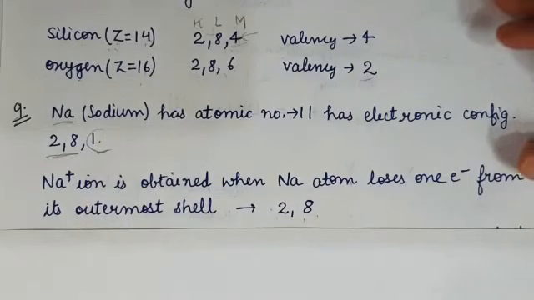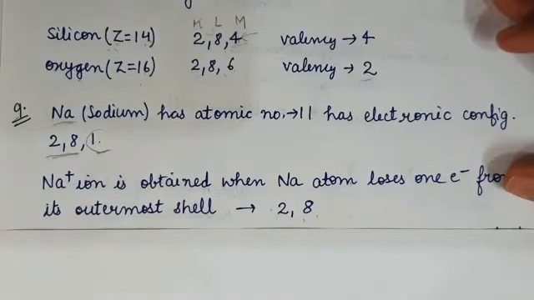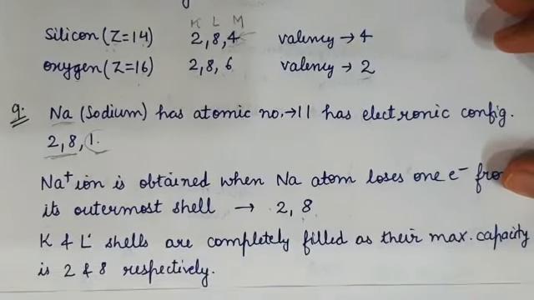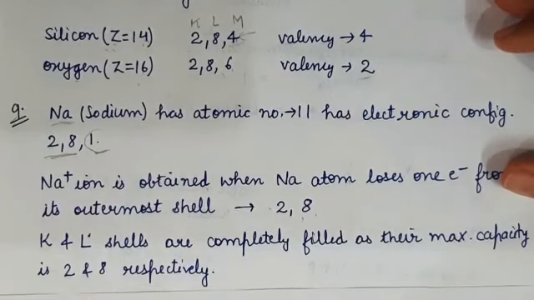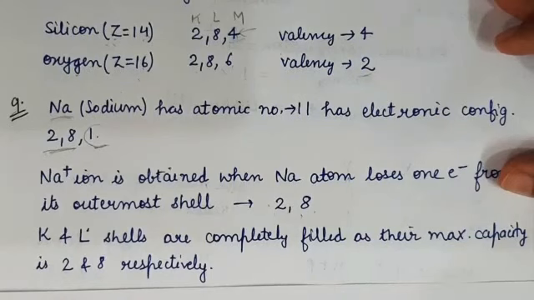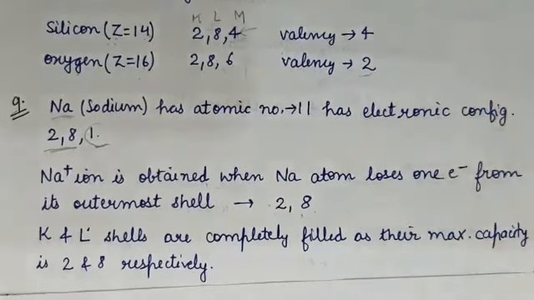So now see, in the K shell, how many electrons can be filled? Only 2. And in the L shell, how many electrons can be filled? 8. So K and L shells are completely filled as their maximum capacity is 2 and 8 respectively. Clear, students?